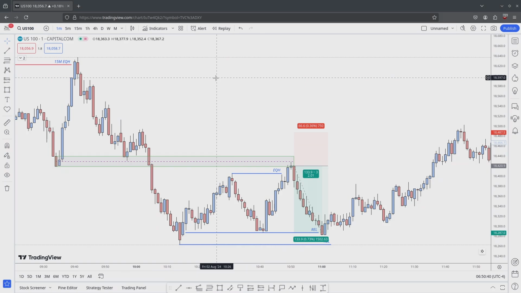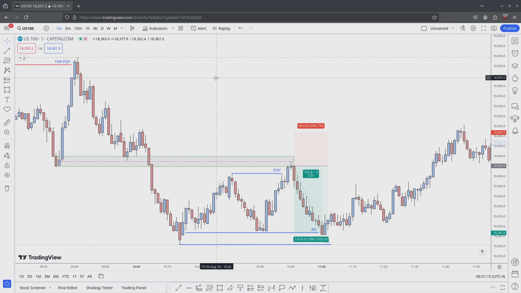Hopefully you have brought your notepad and you've taken some notes. I've not yet seen anybody else going over taking the mean threshold as a specific model, or consequent encroachments.